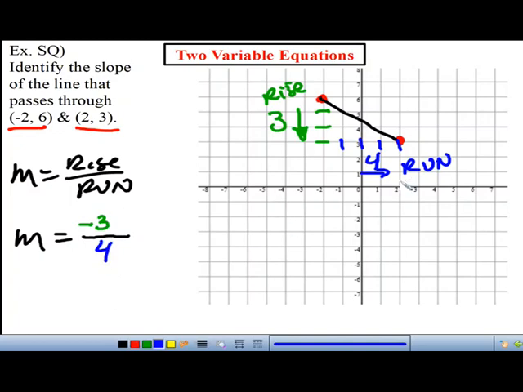The run, if you notice, is always to the right because we always read from left to right. We always read from left to right. That's why it's always to the right. Can we simplify this anymore? Nope. That's our slope.